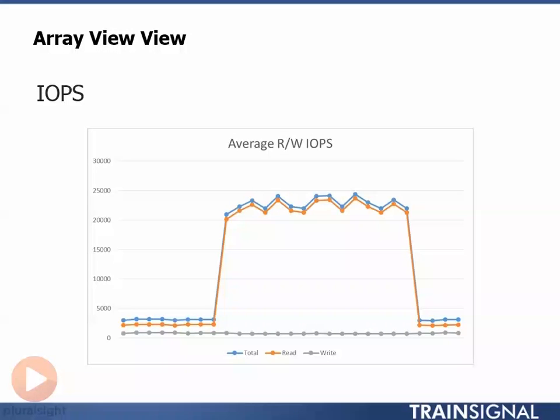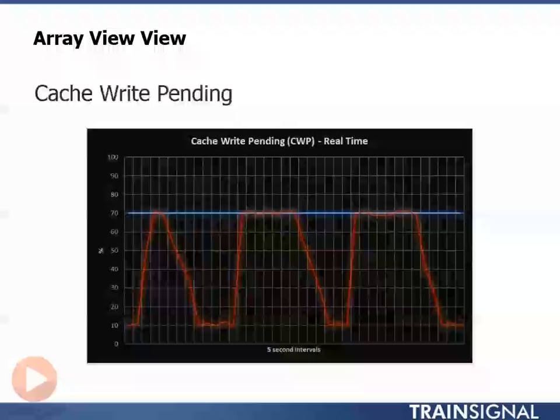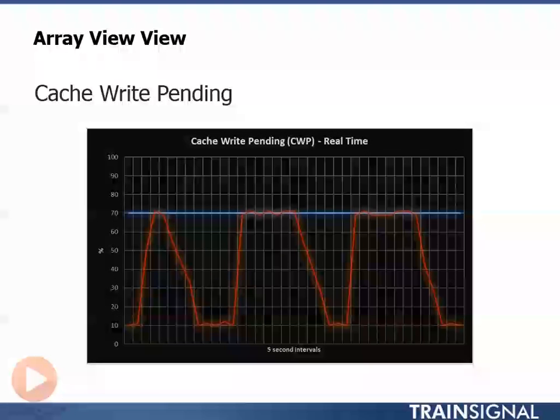Now let's look at a screen capture of a real-time cache write pending metric. This chart is showing us a cache-related metric known as cache write pending, and I should point out that this chart is not related to the IOPS and latency charts that we've just been looking at. This screenshot is of a real-time chart with 5-second updates.